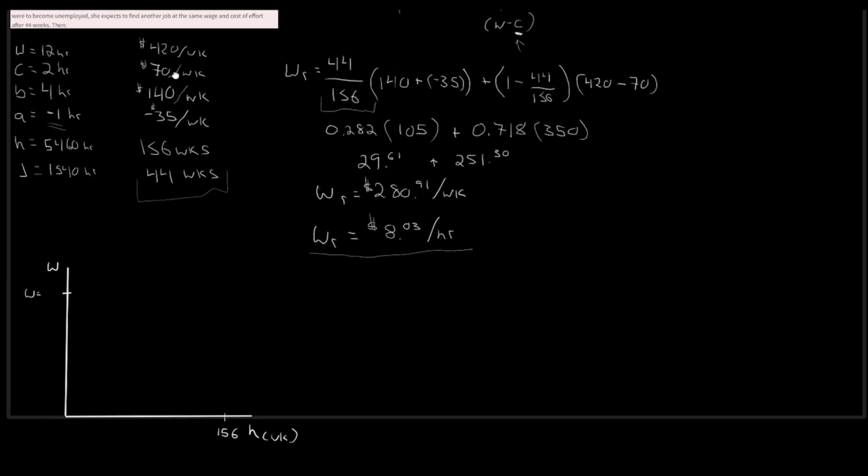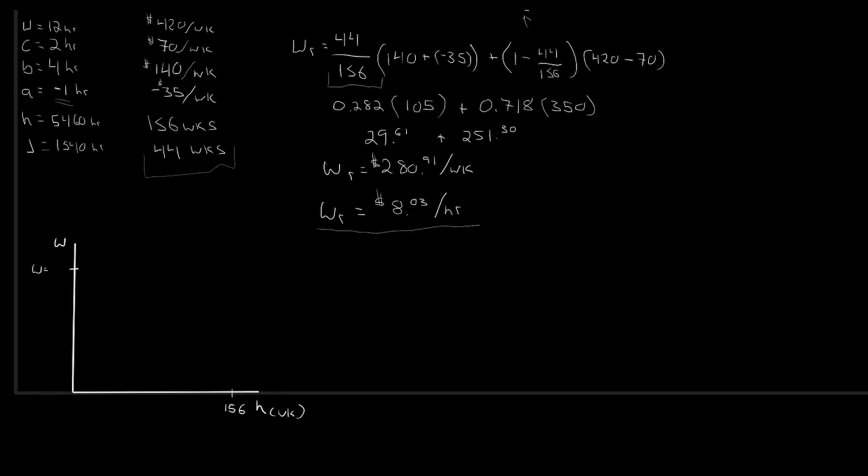$12 an hour or $420 a week. So here we go, 420. Out of these 156 weeks in our horizon, we could choose to work and we would earn 420 over all of those 156 weeks. Of course, we have a cost to work.